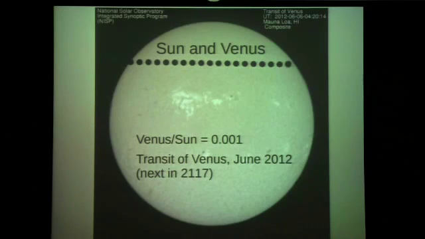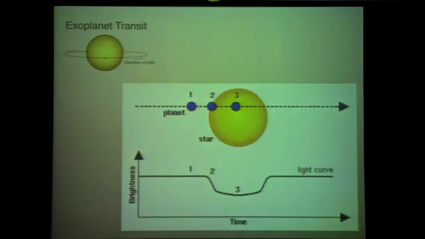Now, Venus goes in front of the sun twice every 200 years. So that's a tough way to discover that Venus exists. But there are other planets who do this a little bit more regularly. So if you have a planet orbiting a star, here's the planet, it passes in front of the star just like Venus did.